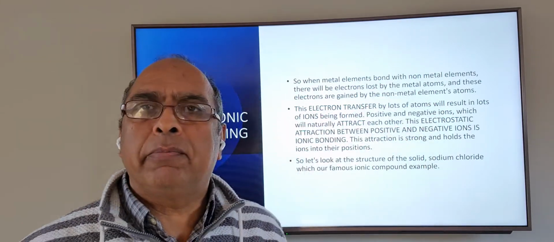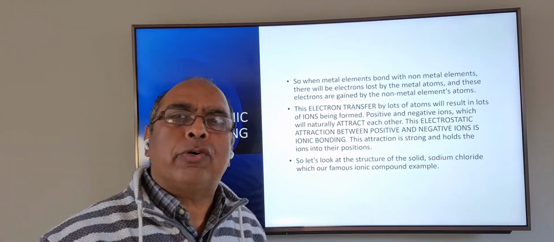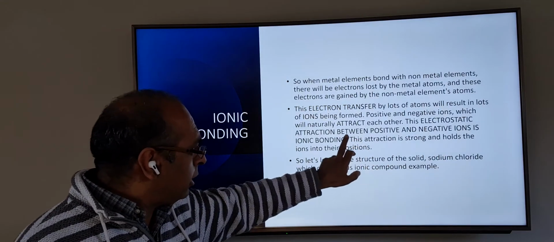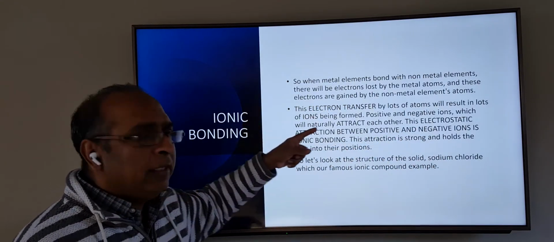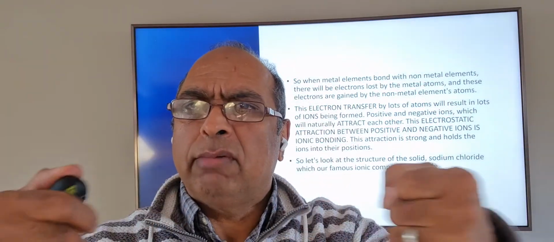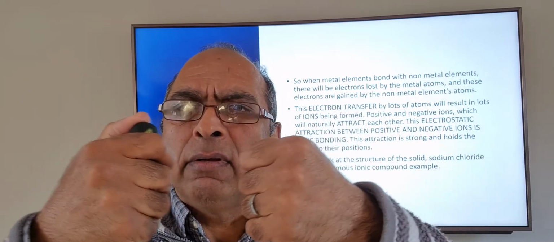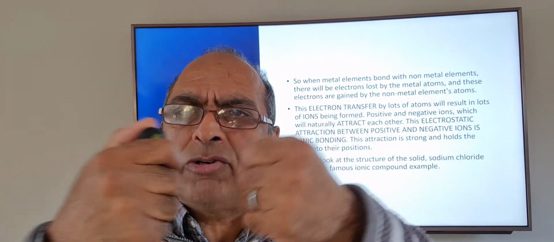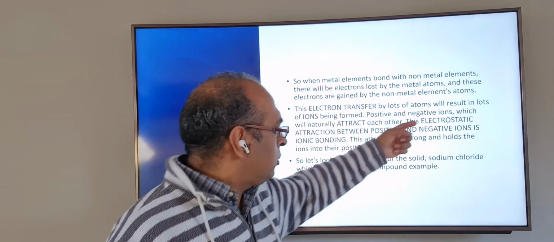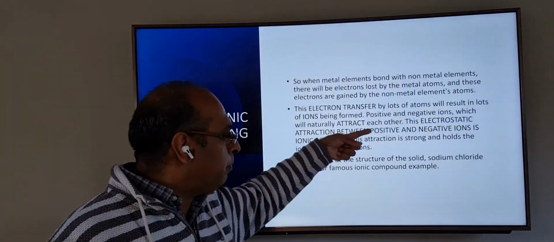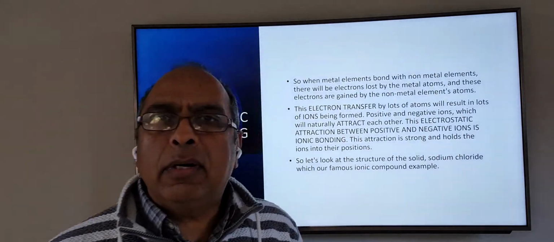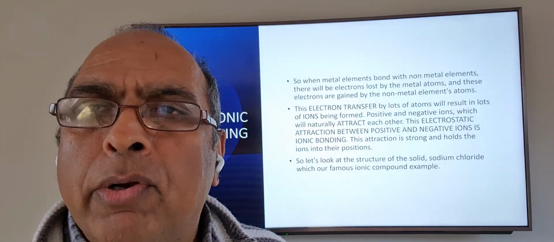That attraction is ionic bonding. That is the crux of the matter. The electrostatic attraction, as a posh phrase, simply means electrical attraction between positive and negative. Where you've got positive and negative charges attracting, we call it electrostatic attraction. So this electrostatic attraction between positive and negative ions, that is ionic bonding. And you've got to know that ionic bonding is strong.